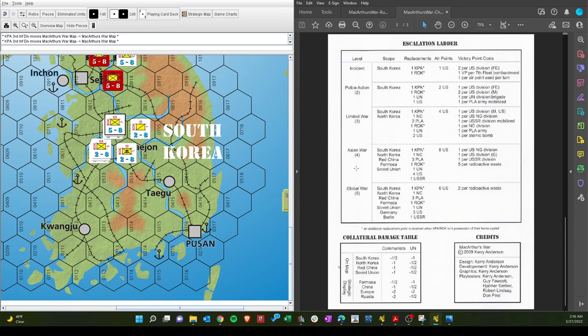And the communist player can do this kind of stuff too. I don't think the communist player is interested in escalating from incident to police action, but once you're at police action, the communist player may be interested in escalating to limited war to bring the Chinese into play. Although it looks like they can do it here, so we'll sort this out. So that's a relatively quick overview of the game.